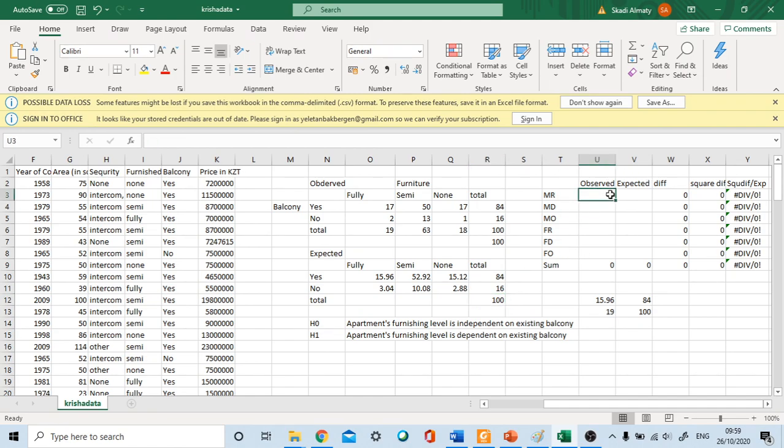Okay, now we have come to the main part, how to calculate this chi-square value. For our case, the observed cases: balcony fully, balcony semi, balcony none.